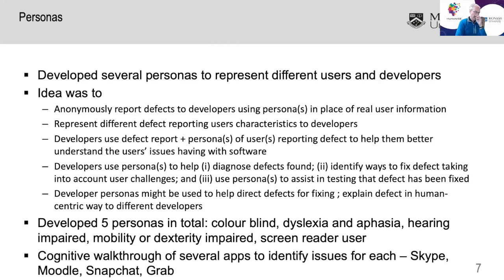In the end, we developed 5 personas representing colorblind users, those with dyslexia and aphasia, hearing impaired, mobility or dexterity impaired, those who heavily use screen readers. And we did a cognitive walkthrough with these personas of several existing apps to try and generate a number of human-centric defects relating to using these apps from those diverse user perspectives. Those included Skype, Moodle, Snapchat, and Grab to give a bit of variation.